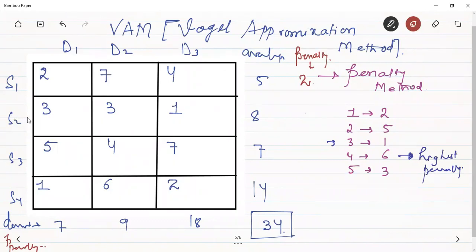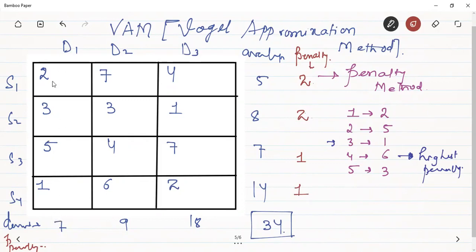Similarly, if we want to calculate the penalty of the second row, we can see that the lowest is 1. Next higher is what? 3. So 3 and 1, the penalty is equal to 2. अगर हम इस रो की बात करते हैं, थर्ड रो की, तो क्या होनी चाहिए इसमें पेनल्टी? What should be the penalty for the third row and the fourth row? 1 1. Okay, 4 and 5, these are the lowest, and यहाँ पे सबसे lowest है 1, उसके बाद 2 है, तो इनका difference क्या होगा? 1. Similarly, we will calculate the penalties of all these.